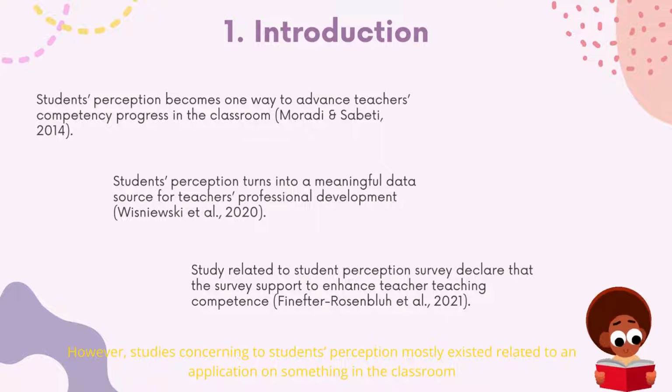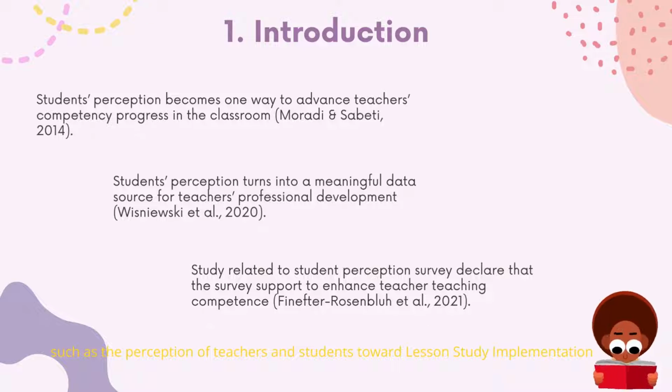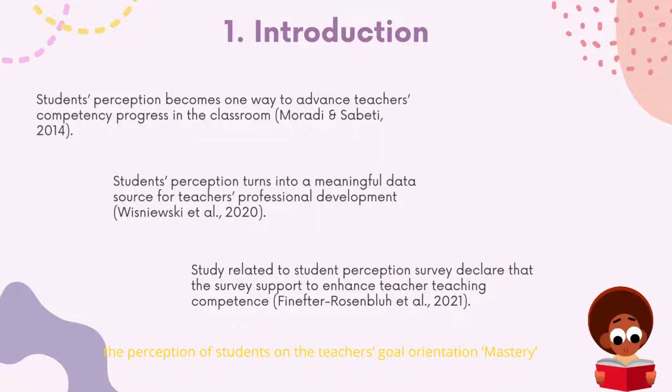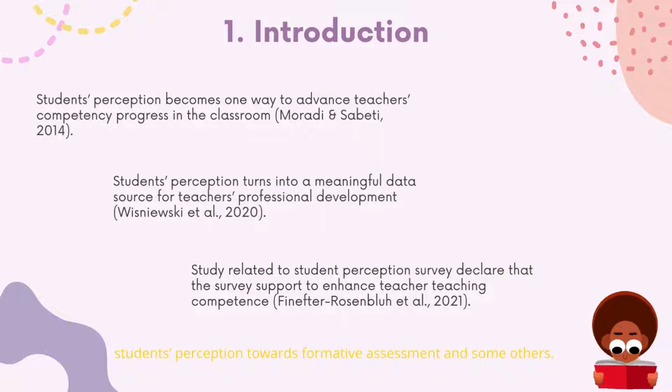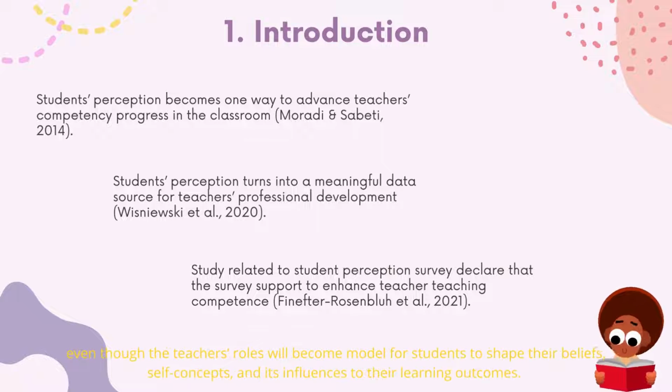However, studies concerning students' perception mostly existed related to an application in the classroom, such as the perception of teachers and students toward lesson study implementation, the perception of students on the teacher's goal orientation mastery, students' perception toward formative assessment, and some others. There is little attention to studies related to teachers' role in the teaching process, even though teachers' roles become a model for students to shape their beliefs, self-concept, and its influence on their learning outcomes.